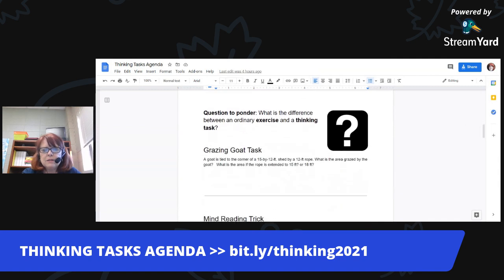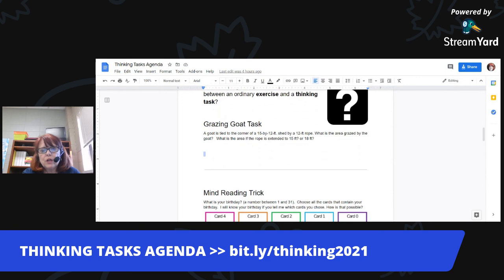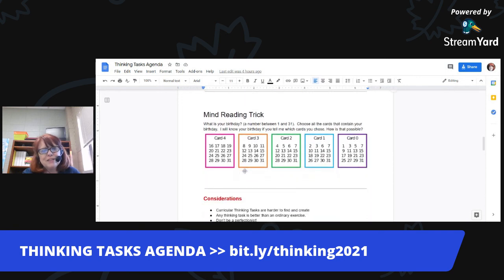The second thing we talked about is what is the difference between ordinary exercise and a thinking task. And so in this document is a place for you to type those thoughts. And then, of course, read the thoughts that are in the Desmos activity. If someone else has a point that you hadn't thought about, what makes something a good thinking task. Here's the goat problem, the grazing goat. Here's the mind reading trick.